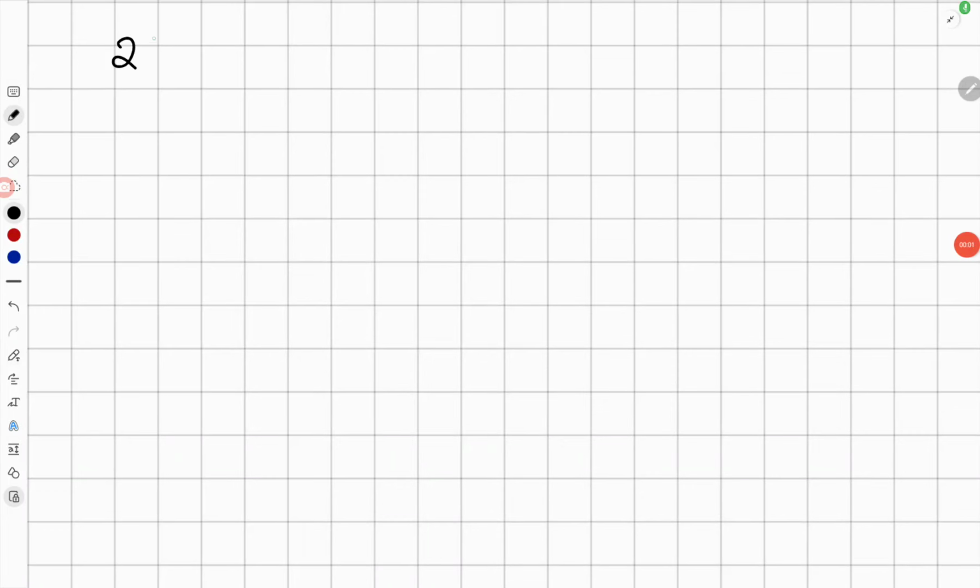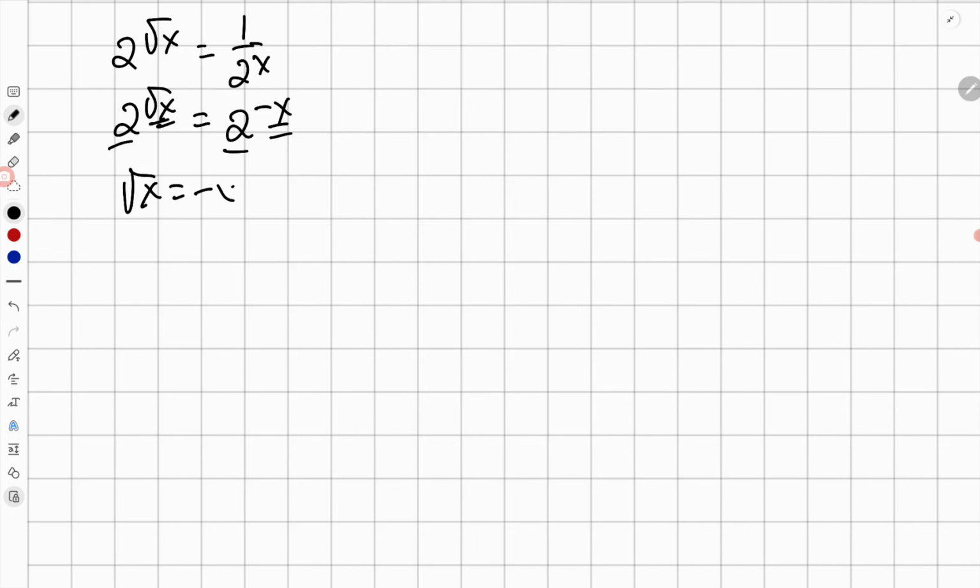Let's solve 2 to the root x equals 1 over 2 raised to the x. So I'll write 2 to the root x equals 2 to the negative x. Same base, that means you can equate this exponent with this exponent. So you're going to have root x equals negative x.